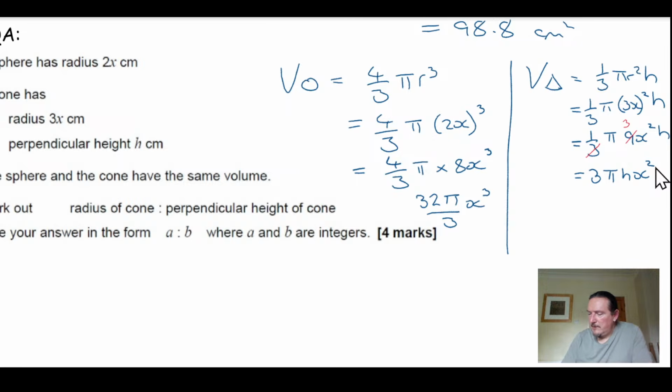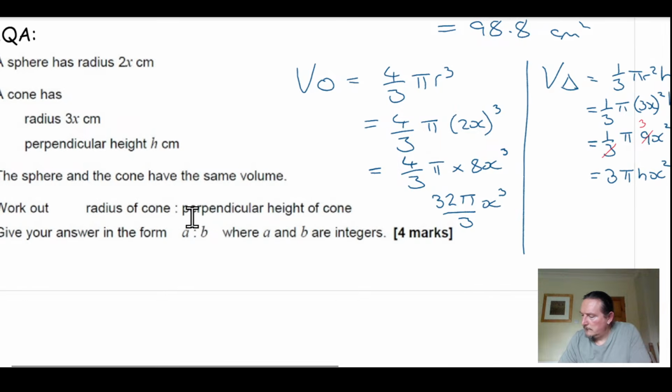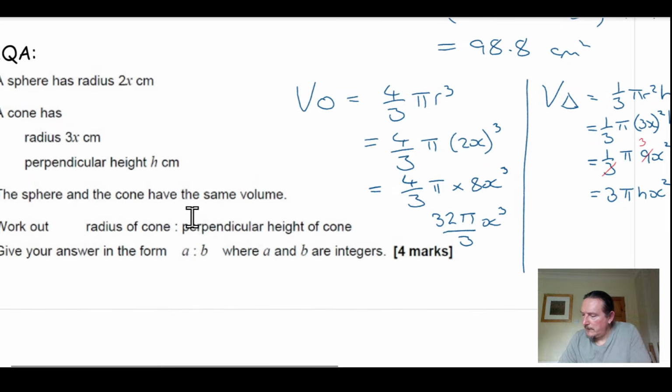Phew. So what do I need to do now? I need to work out the ratio of the radius of the cone to the perpendicular height of the cone. Why do I need to do that? Right, so what we've got, the sphere and the cone have the same volume, so we can plug those into each other. So we can say that 32 pi over 3x cubed is equal to 3 pi hx squared.